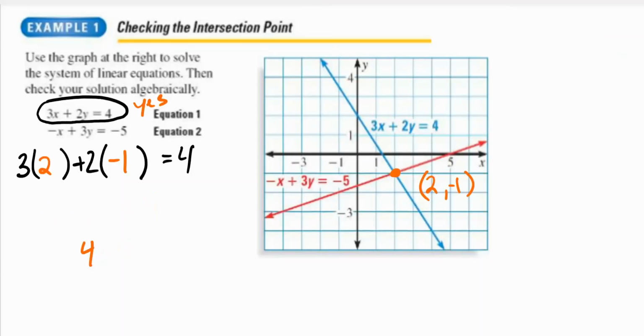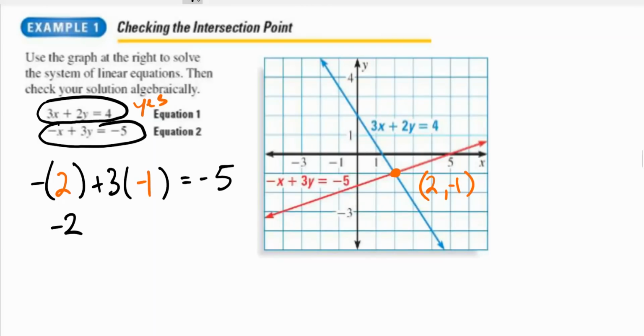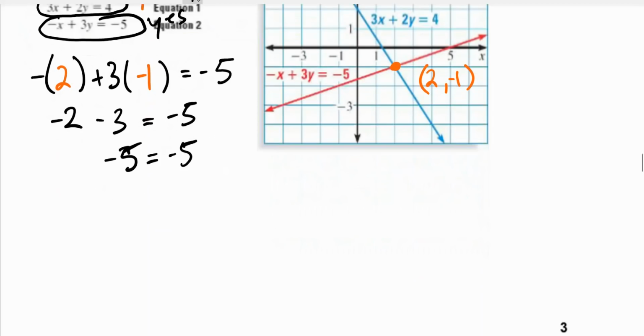And now we can do our other equation, which is -x plus 3y equals -5. Again, we substitute in a 2 and a -1. -1 times 2 makes -2, 3 times -1 makes -3, and -2 minus 3 equals -5. So that's a yes as well. So that's how we check to make sure that our point is actually where both those lines intersect each other.